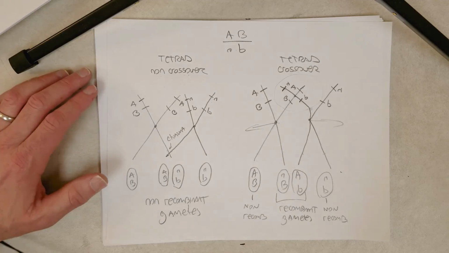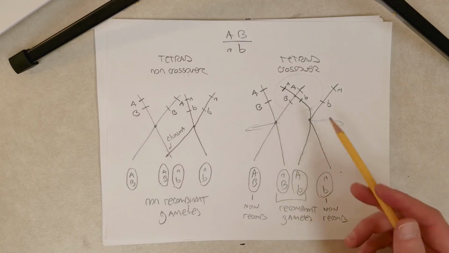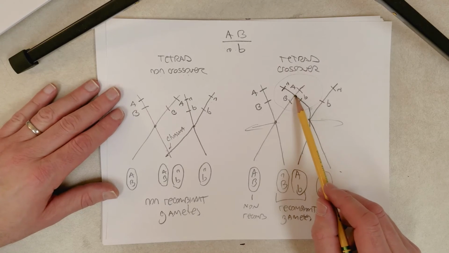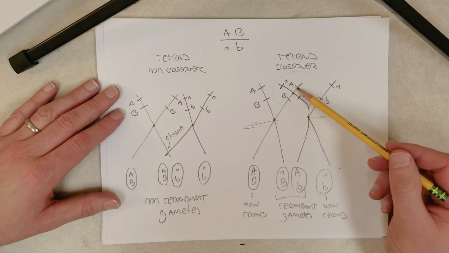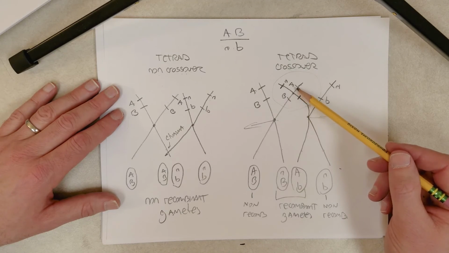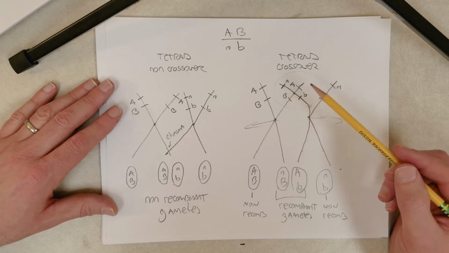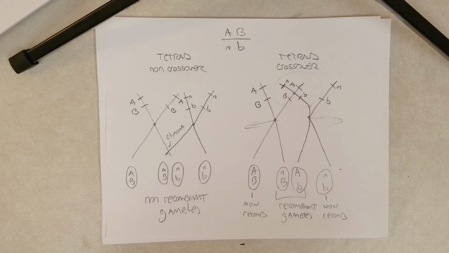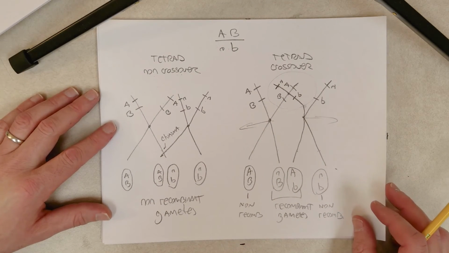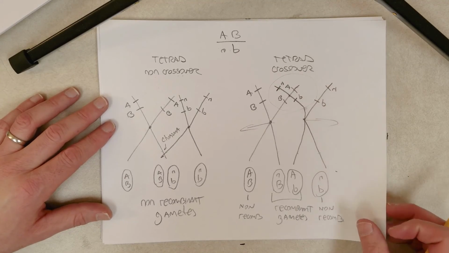There's a crossover, and this doesn't happen all the time. The frequency with which it happens depends on how close gene A and gene B are to one another. The further apart they are, the more likely you are to see a chiasma form between the two genes and to get recombination between those two genes.